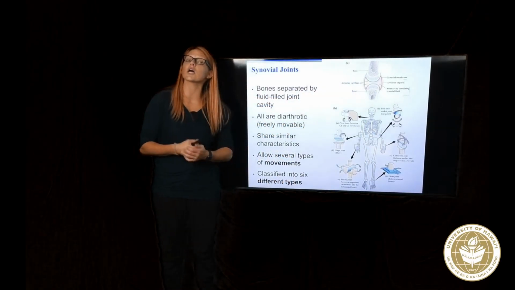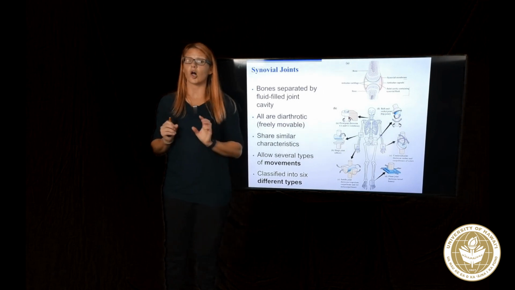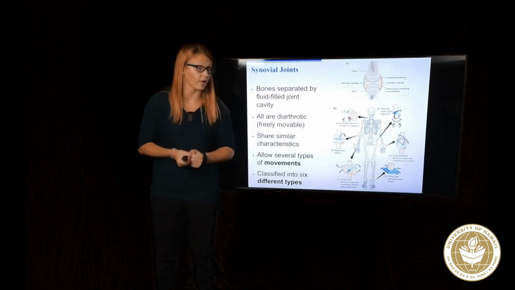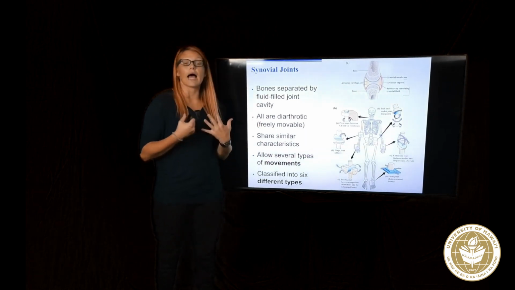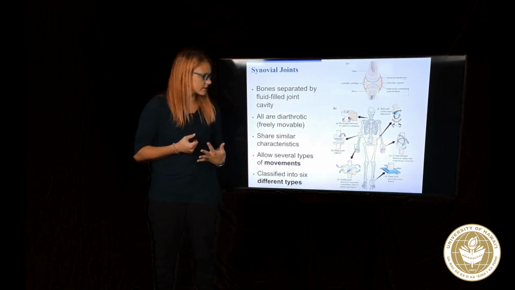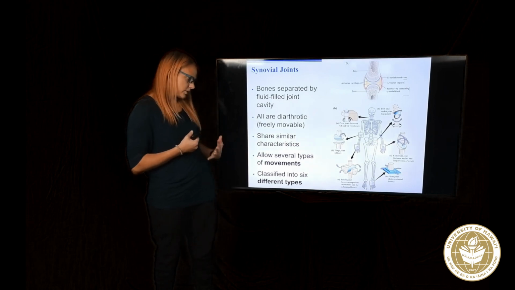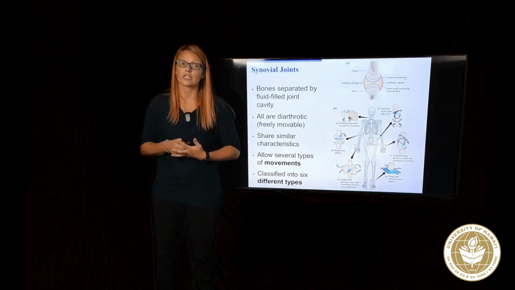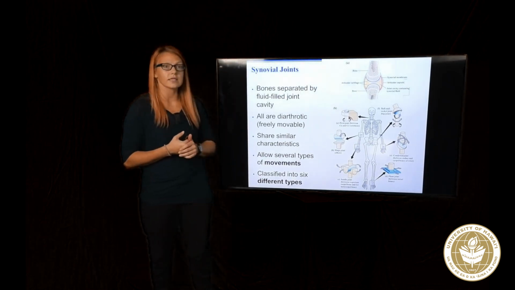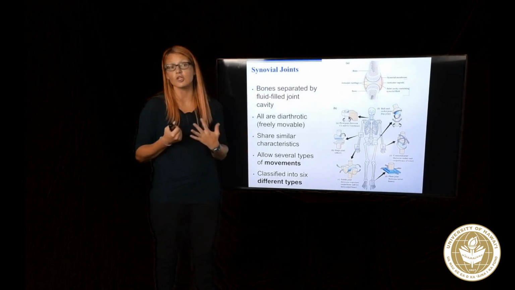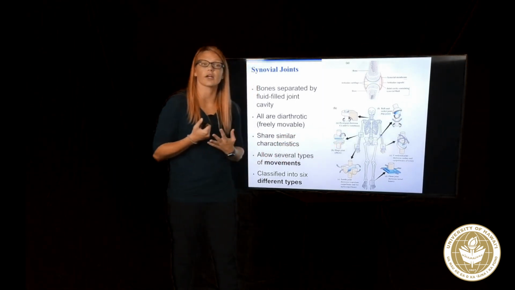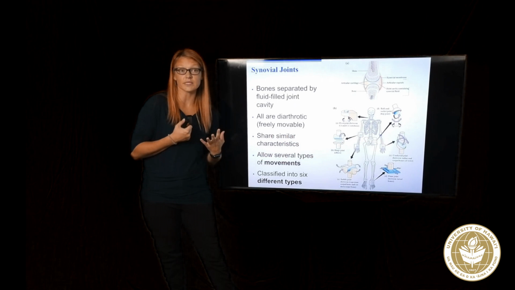So our synovial joints are the most movable joints. It includes all of our limb joints. The bones are going to be separated by a fluid-filled joint cavity. All of them are going to be diarthrotic, which means freely movable. They're going to share similar characteristics, and they're going to allow several different types of movement. And they can actually be classified into 6 different types. We're going to look on the next slide about the general features of synovial joints. Over here in this figure, what you see are the 6 different types of them.